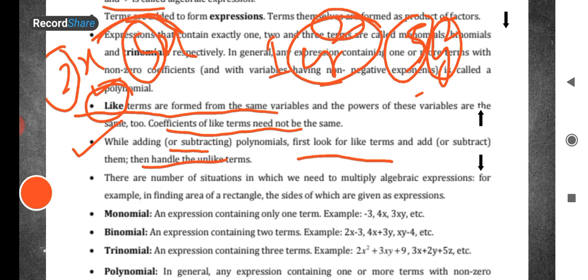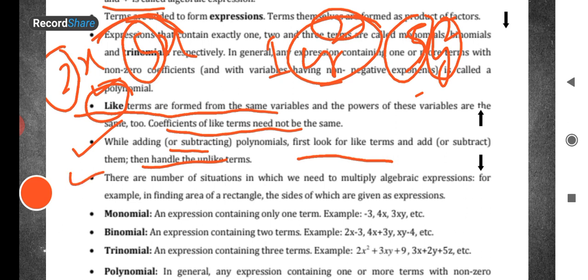Unlike terms can be divided and multiplied, but plus and minus can be done only for like terms. Okay, you have to remember this difference. So we can do plus or minus only for like terms, but multiplication can be done for like terms and for unlike terms also.